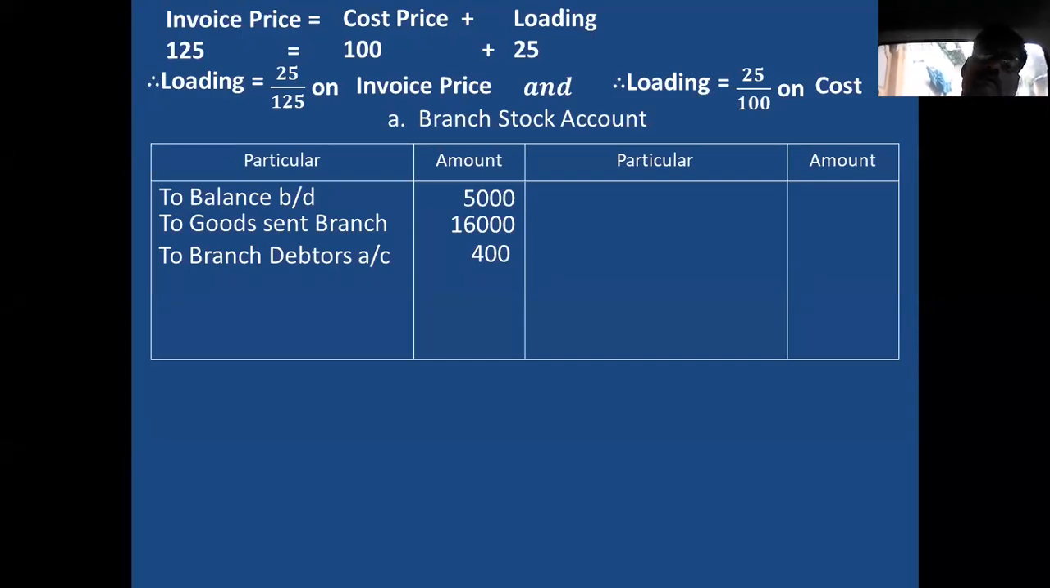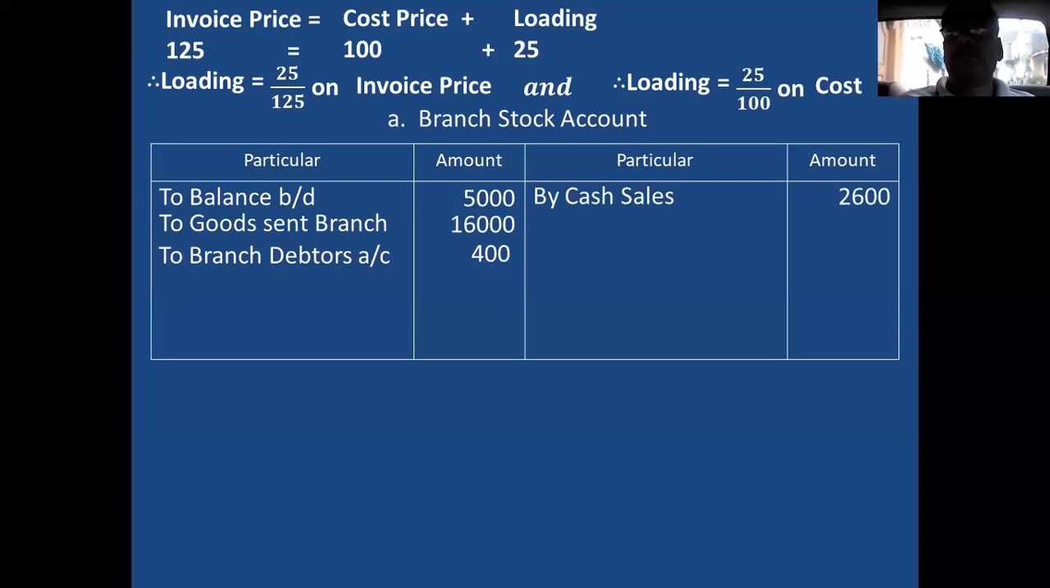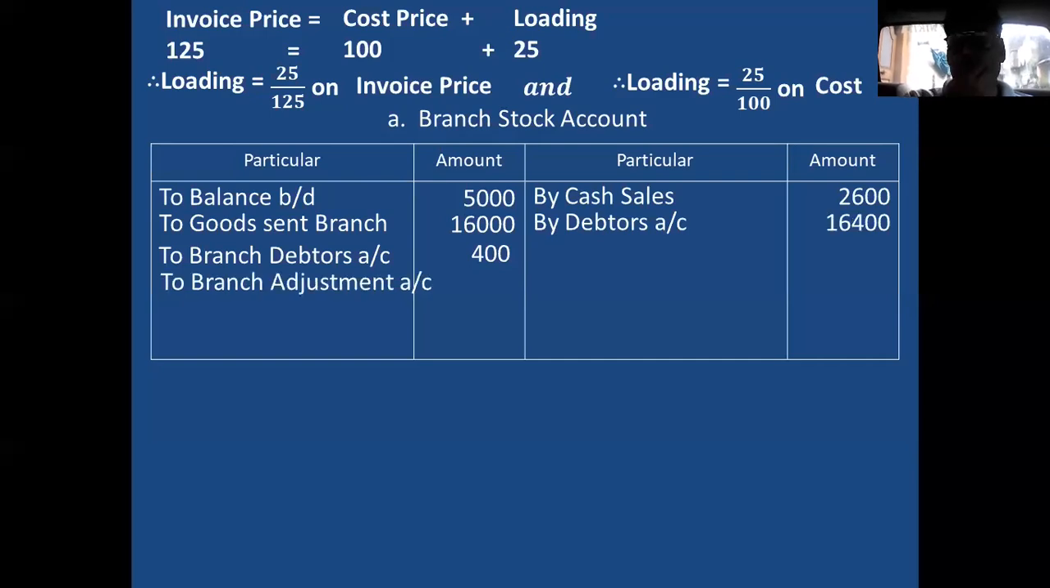Come to the credit side. By cash sale, 2,600. By debtors, credit sale. I recorded it directly, but you calculate: 19,000 minus 2,600, total sale minus cash sale, 16,400. 16,400 is the credit sale. Third item, return to head office is not in this problem.